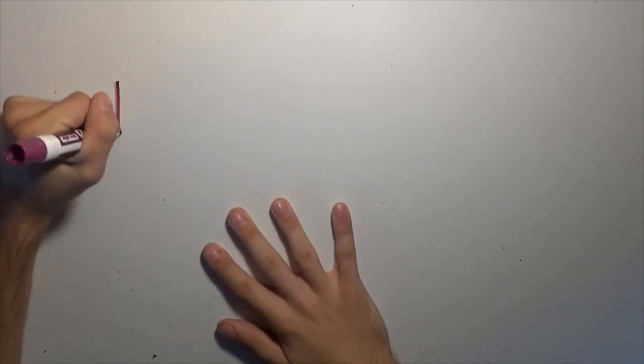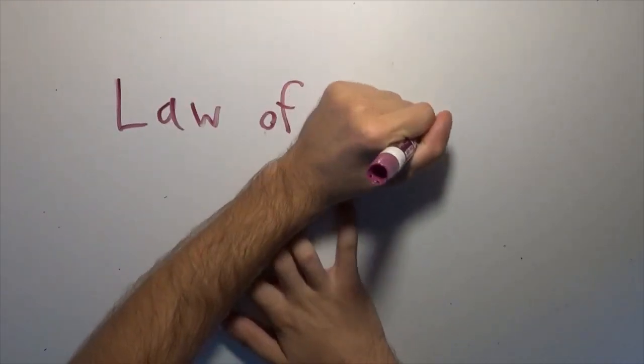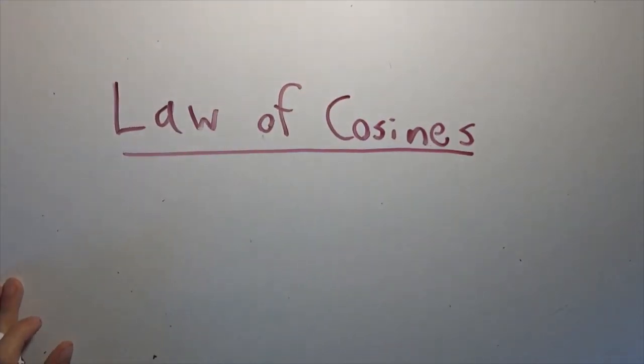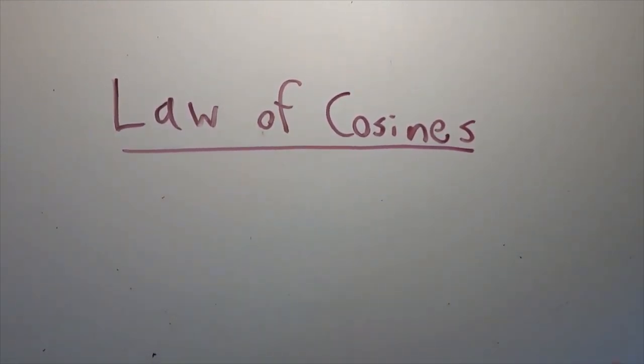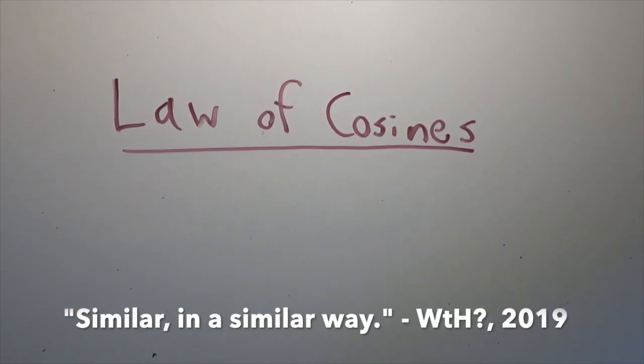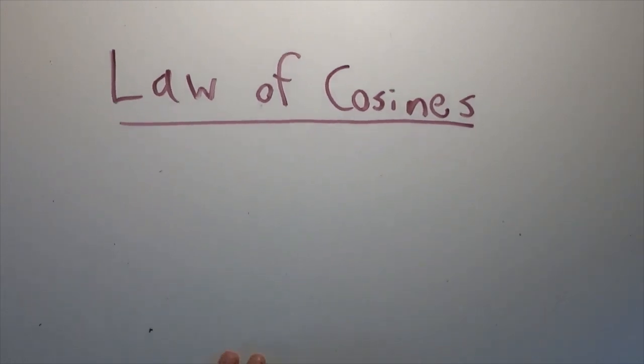So let's talk about the law of cosines. This is just the next trigonometric law. We did the law of sines last time, which related the angles of a triangle to the sides of the triangle. And this is in a similar way going to relate the sides and angles of a triangle together.